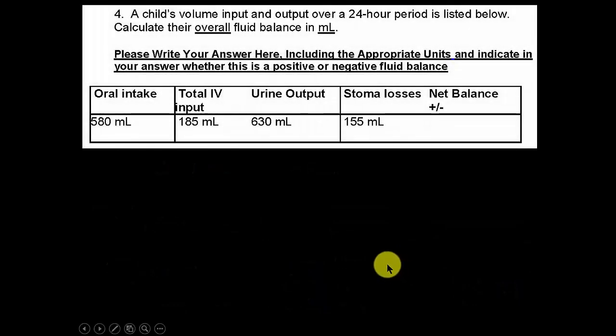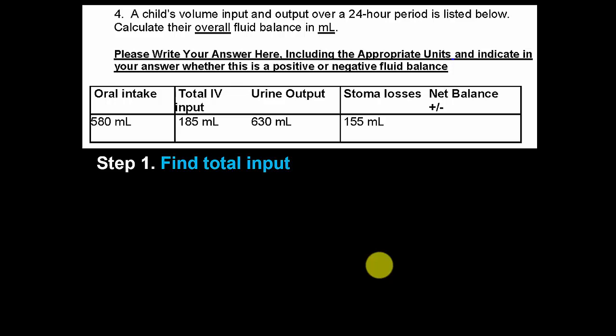On to question 4. This is a fluid balance question, and they're given as a chart with various inputs and various outputs. I'll have to do a couple of steps here. I know the fluid balance equation is input minus output, but I need to calculate the total input and the total output before I can proceed. So let's take it nice and carefully.